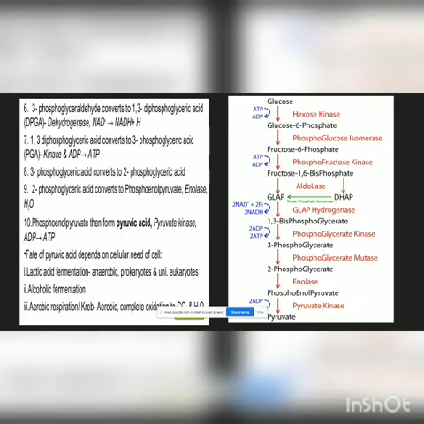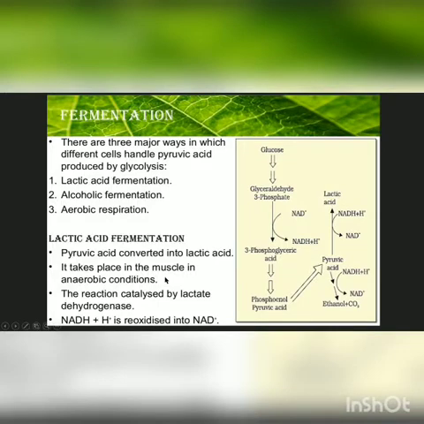Yesterday, as I explained to you, in this whole cycle of glycolysis, by the breakdown of glucose we are getting two molecules of pyruvic acid or pyruvate, and this whole process does not require oxygen. This we have done yesterday. Now today we will start with the next part of this, the types of respiration.